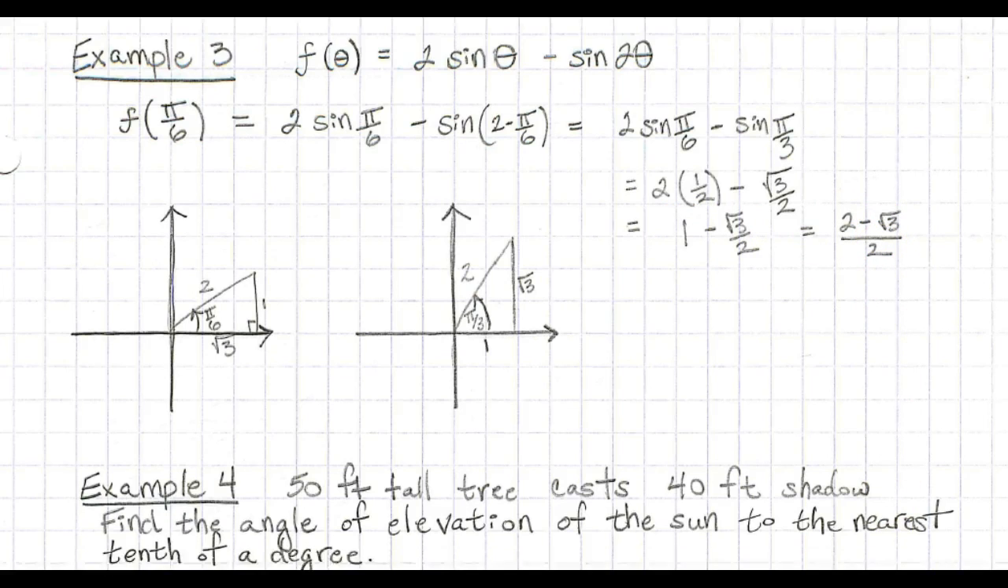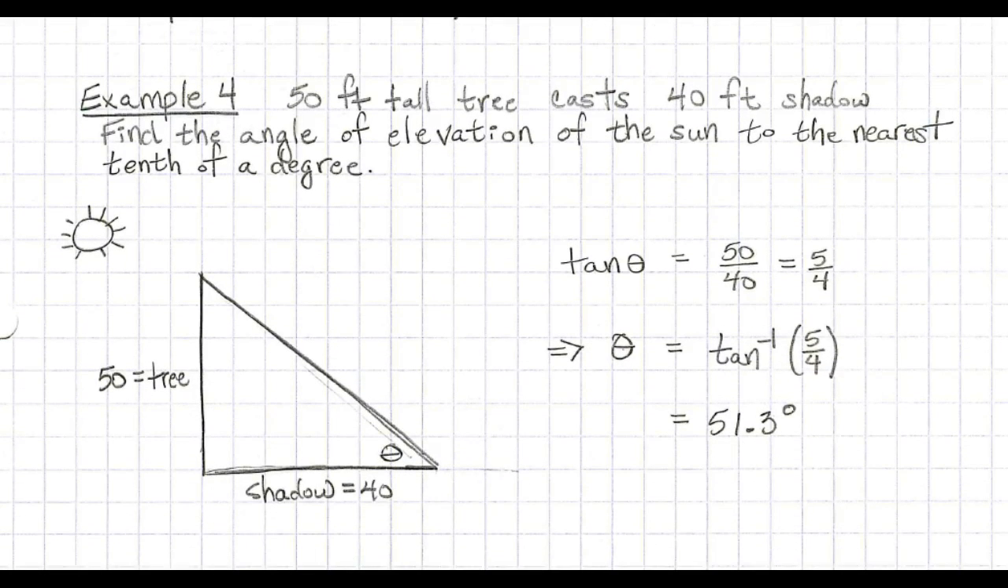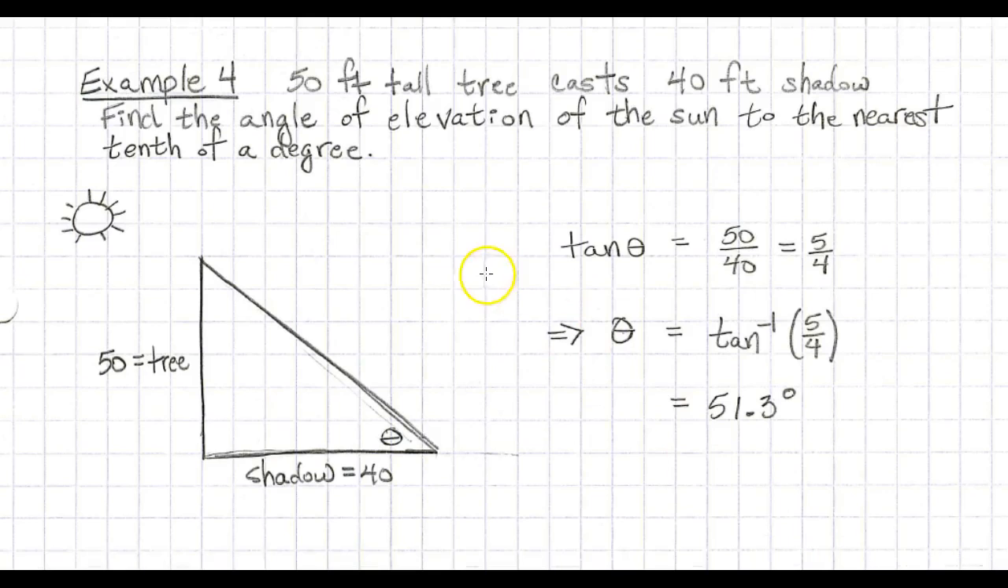And as a fourth example in this section, right triangle trigonometry, we got a word problem. So some of your problems will be word problems. It says we have a 50-foot tall tree which casts a 40-foot shadow. Find the angle of elevation of the sun to the nearest tenth of a degree. So I'm going to put this side as my 50-foot tall tree. I'm going to put this side as my shadow, so the sun's over here. So this is 50 and this is 40.